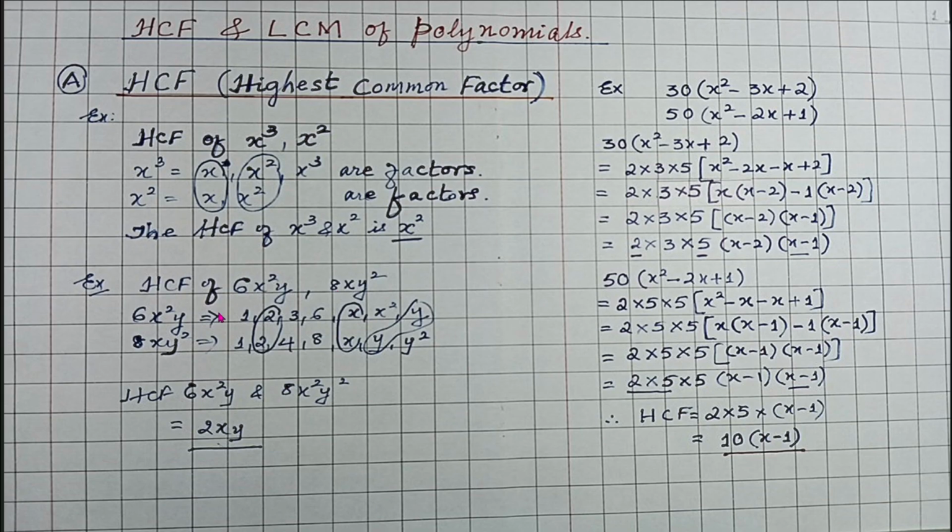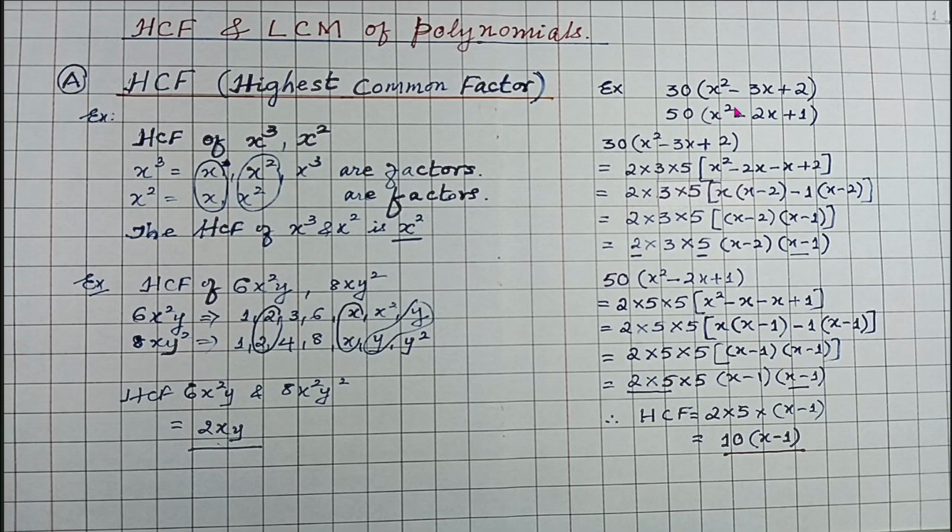Let us take one more example. Now we want to find HCF of 6x square y and 8xy square. Now here find the factors of 6x square y. The factors of 6 are 1, 2, 3, 6. Factors of x square are x and x square, and factor of y is y. The factors of 8xy square will be 1, 2, 4 and 8, and factors of x is x, y square is y and y square. Now what is common in this? 2 is common, x is common, y is common. Therefore HCF of 6x square y and 8x square y square is 2xy. So that is the factors method of finding HCF. Now let us take one more example.